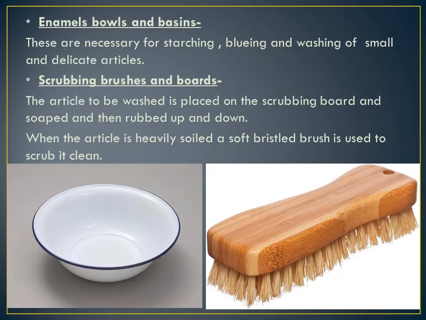The next equipment is enamel bowls and basins. These are necessary for starching, blowing and washing of small and delicate articles. Scrubbing brushes and boards. The article to be washed is placed on the scrubbing board and soaked and then rubbed up and down. When the article is heavily soiled, a soft bristled brush is used to scrub it clean.